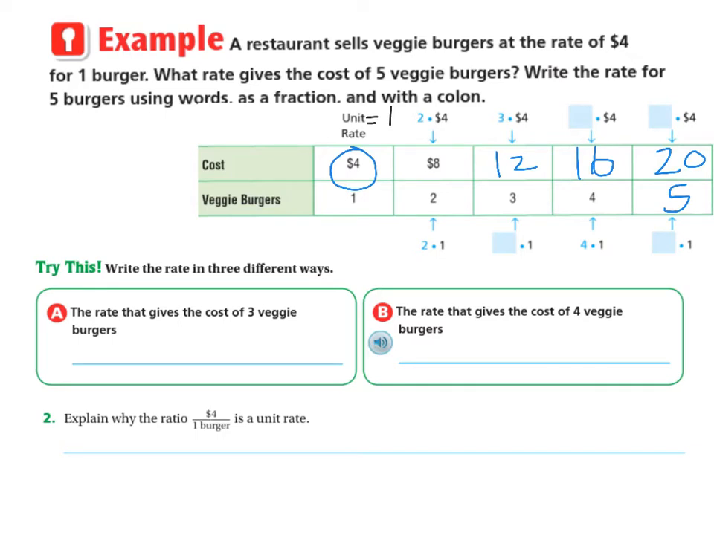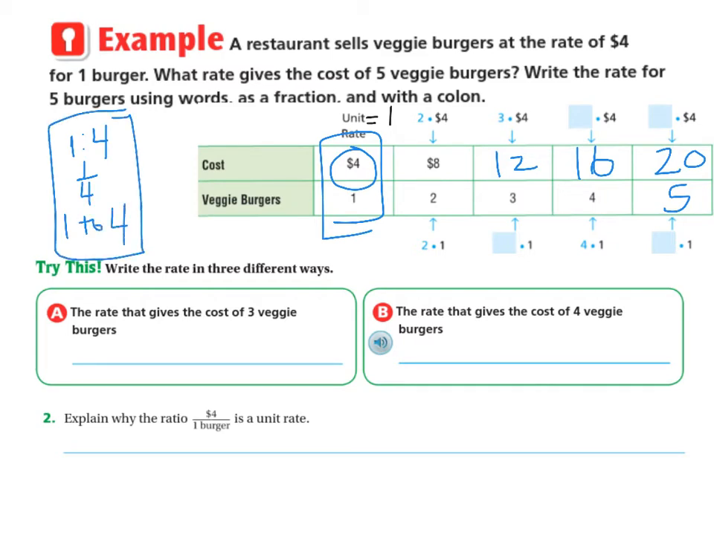So, the unit rate, write the rate in 3 different ways. Let's see. Hold on, sorry, I was trying to figure out what this was telling me to do. Write the rate in 3 different ways. Okay, so if we're looking at just this first rate, we could do 1 to 4 as a fraction, and then with the word "to" in the middle there. That's the 3 different ways to write the rate.